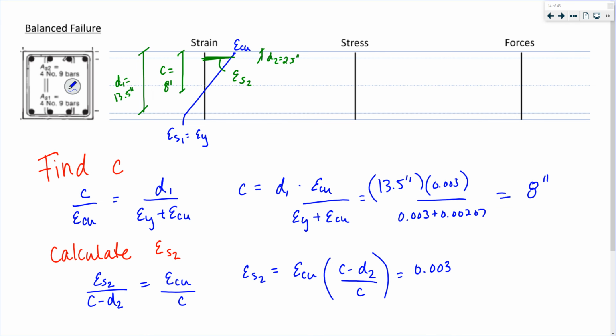0.003 times 8 inches minus 2.5 inches over 8 inches. We should be right at yield, almost. Well, 0.00206.